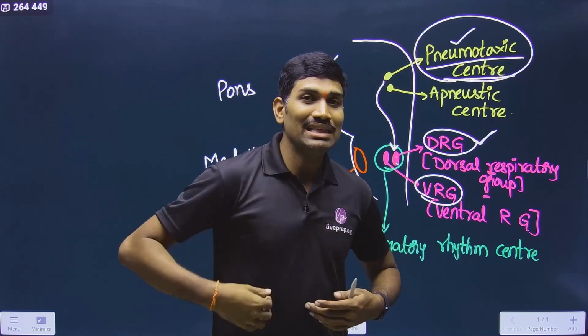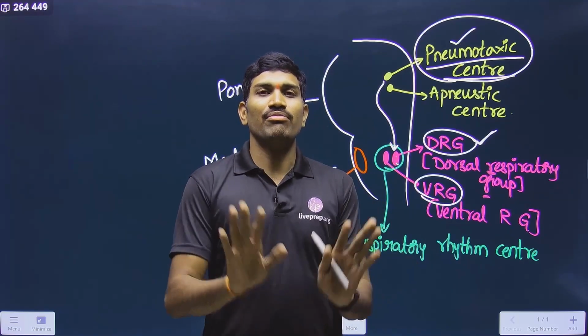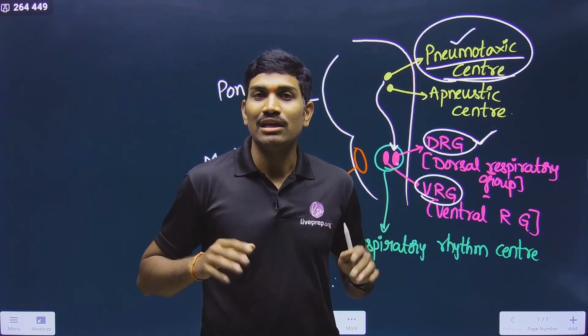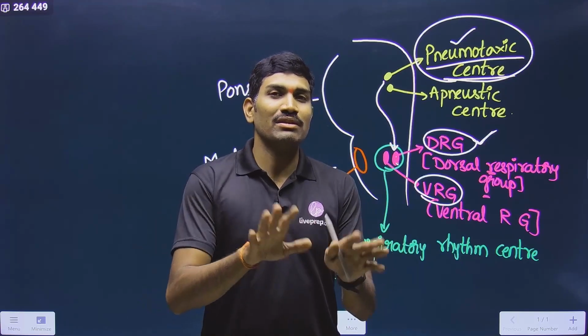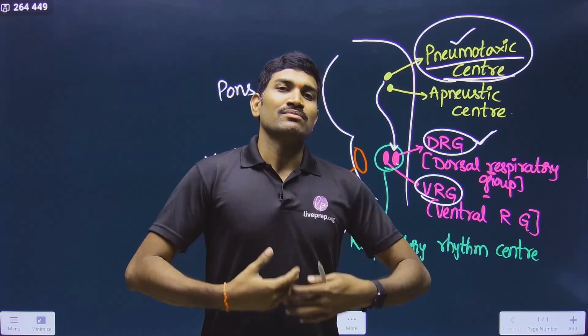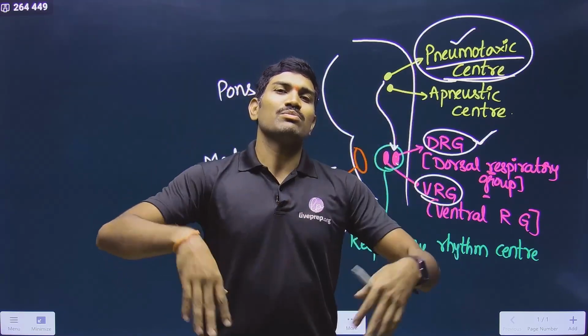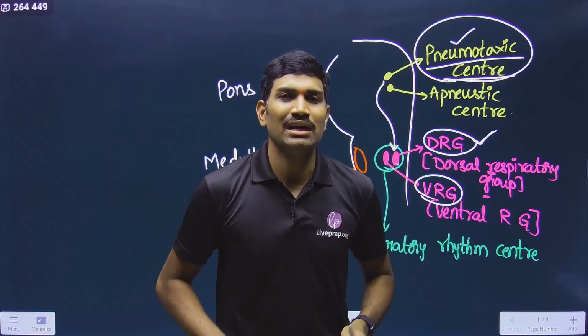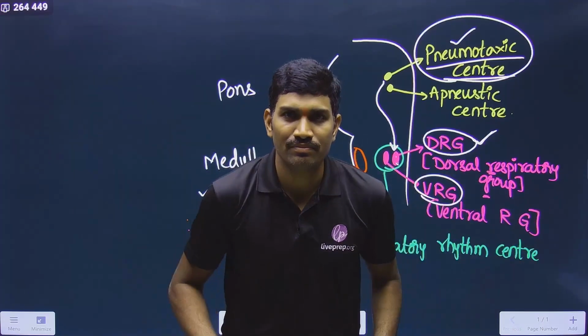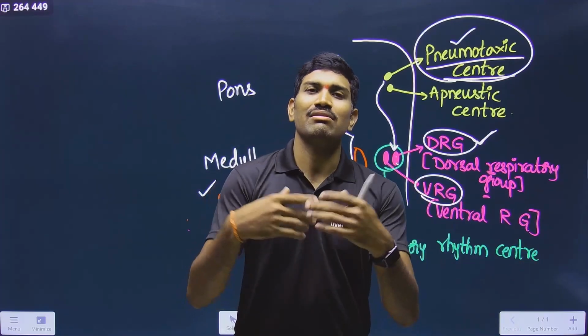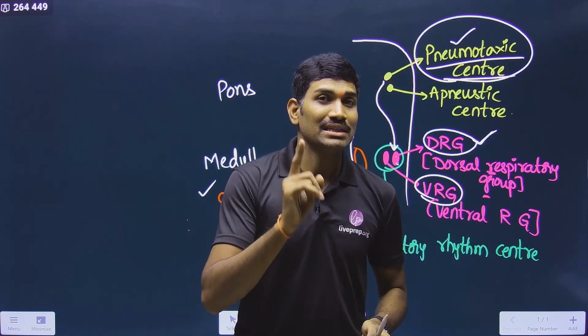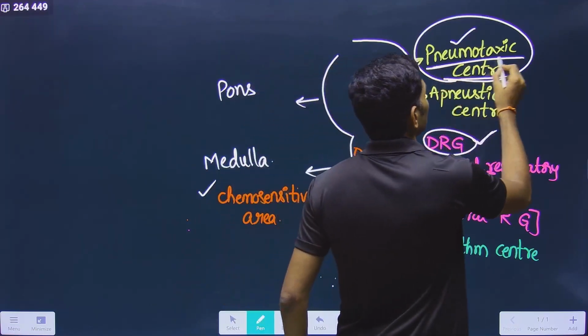Someone should tell these muscles to stop further contraction. If these muscles are not stopping the further contraction, what happens? You keep on doing this inspiration, and after some time your lungs will break. They will burst. Yes or no? They will burst. So please understand the significance of this pneumotaxic center.